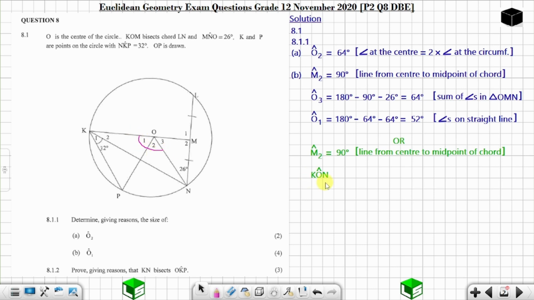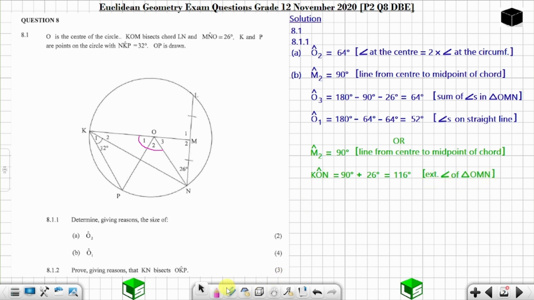The angle is equal to angle M2, which is 90 degrees plus 26 degrees. This is equal to 116 degrees. The reason you are going to say is exterior angle of triangle OMN.